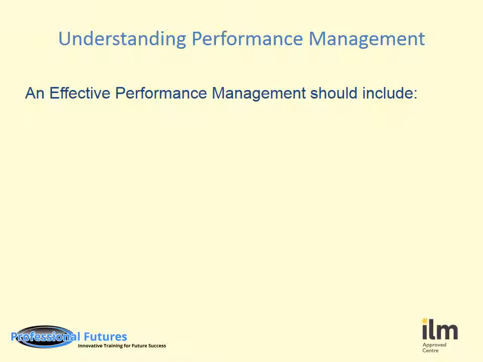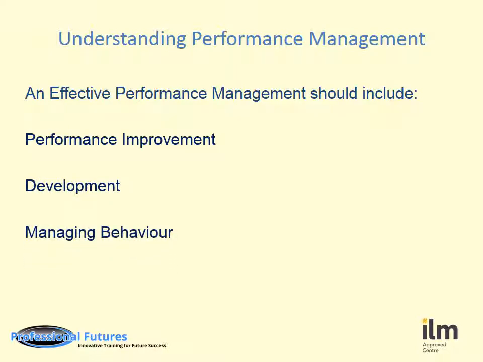An effective performance management system should include performance improvement, development, and managing behaviour. Now, it wasn't me who identified these elements. This came from the CIPD fact sheet on performance management. They state that performance improvement throughout the organisation is needed in respect of individuals, teams, and organisational effectiveness. They also include development, stating that unless there's a continuous development of individuals and teams, then performance will not improve. And the third point of managing behaviour is to ensure that individuals are encouraged to behave in a way that allows and fosters better working relationships.